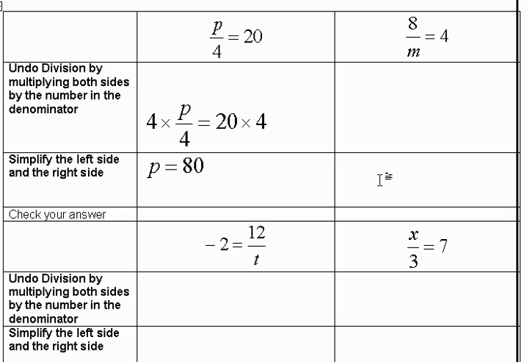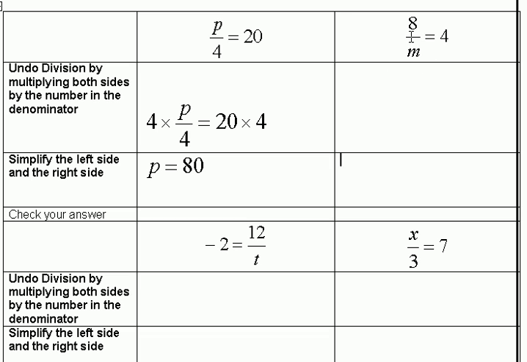And there's a solution for the first problem. P equals 80. Let's look at the second one. 8 divided by some number m equals 4. Well, if we think about that for a minute, 8 divided by 1 is 8. That doesn't work. 8 divided by 2 is 4. So m needs to be equal to 4.